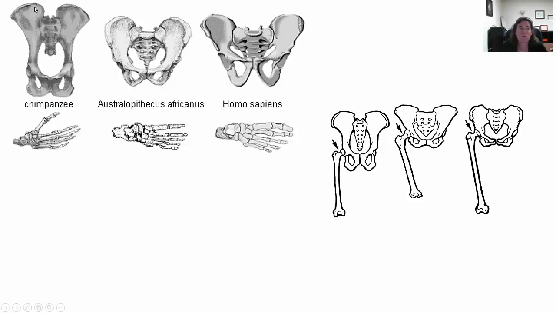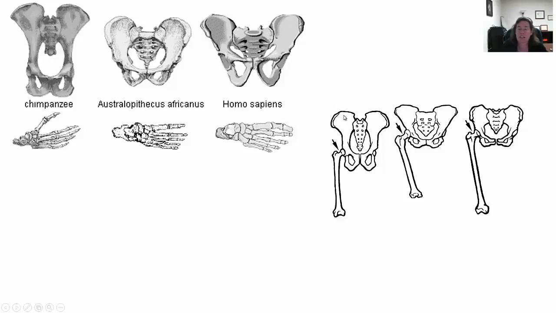Just to demonstrate, this is a chimp pelvis. Look how long and narrow it is. Australopithecine pelvis, it's short and wider, and here it's even getting wider with Homo sapiens. Not just because we have big brains, but because it's a way of carrying all the upper body weight.